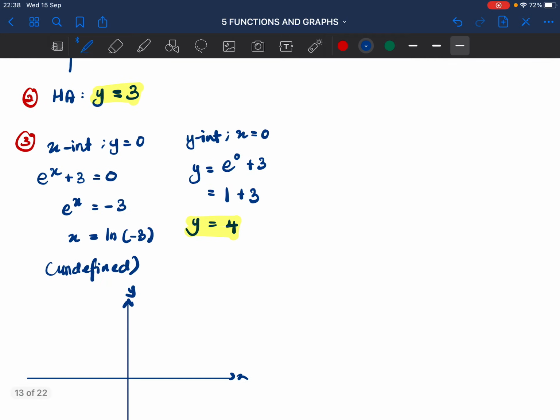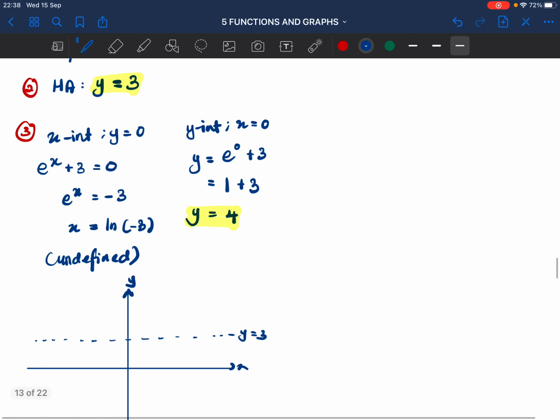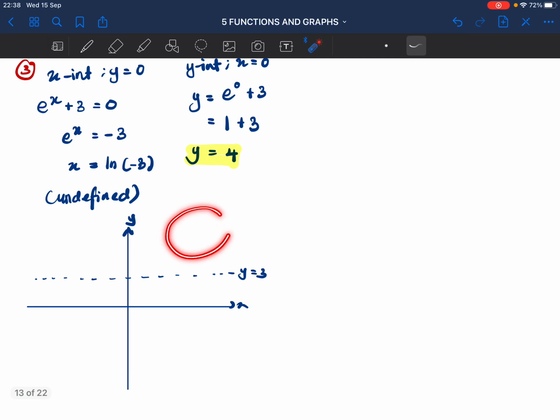So, kita punya horizontal asymptote is y equals to 3. So, let's say this is the line y equals to 3. Okay. So, now we know that the shape is from quadrant 1. So, from quadrant 1 di sinilah. Okay, mendekati kita punya asymptote. Okay. Up here, down there.